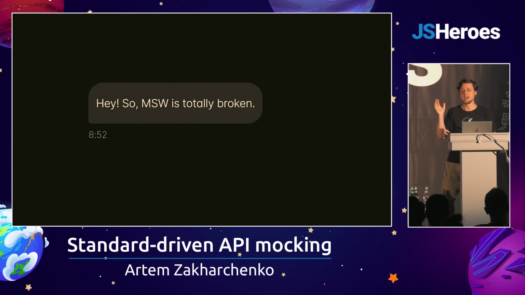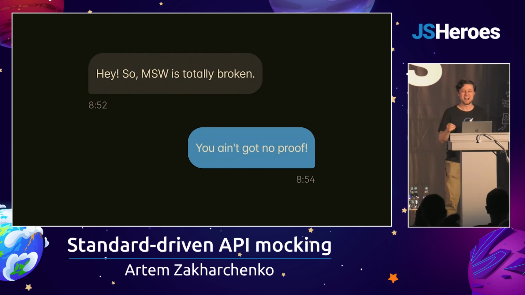And he writes me a message, hey, so MSW is broken. Like, our tests are red. What gives? And of course, as a seasoned open source maintainer, I approached this with proper ethics, and I said, you have no proof. And it turned out Julius had proof.